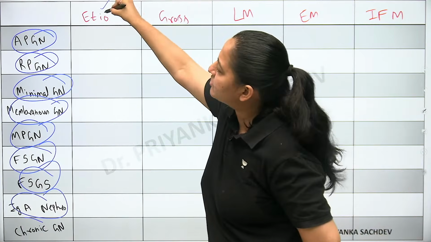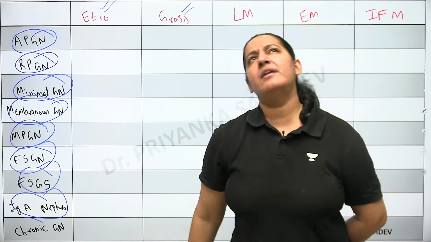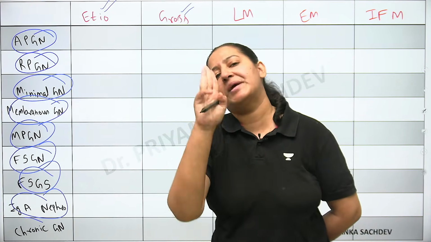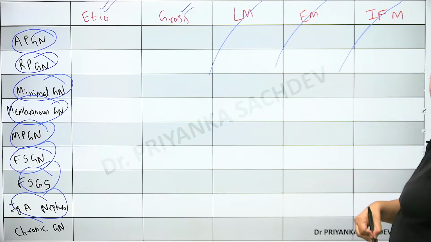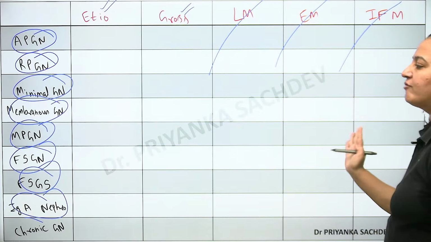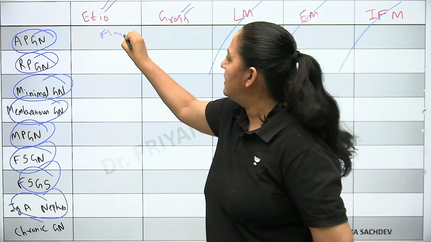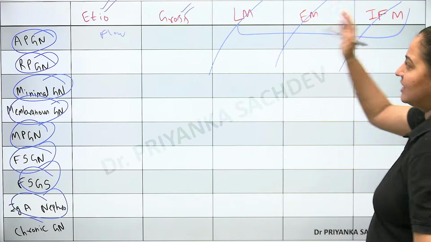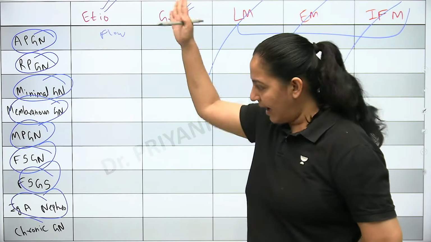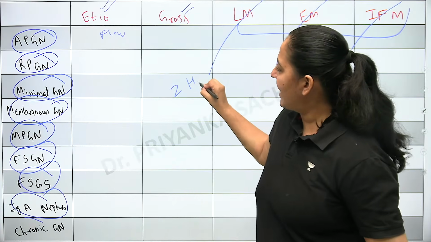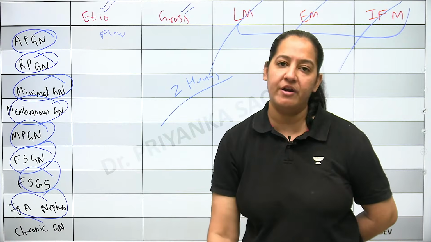I will teach you the etiopathogenesis of all of them, then the gross feature, then 3 microscopy. In renal biopsy, we always say 3 types of microscopy: the light microscopy, the electron microscopy, and the immunofluorescent microscopy, right? So you have to fill this table with me. Here you have to draw the flow charts. Here you have to draw the diagrams, 3 types of diagrams. With this, it will require the next 2 hours.